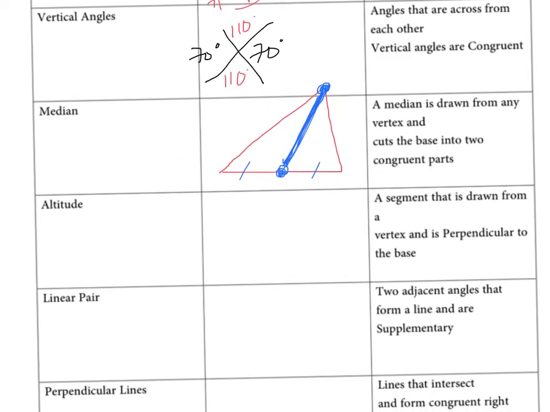Slightly different than an altitude. In an altitude, it would be perpendicular to the base. So in this case, the altitude would drop down here, and we would make two right angles in that case. So drawn from a vertex and then is perpendicular to the base. Notice that in this case, these two pieces on the bottom are not necessarily equal. They are perpendicular, but they're not equal. And in the case of the median right above it, this is not a right angle right there. However, the two pieces are congruent.